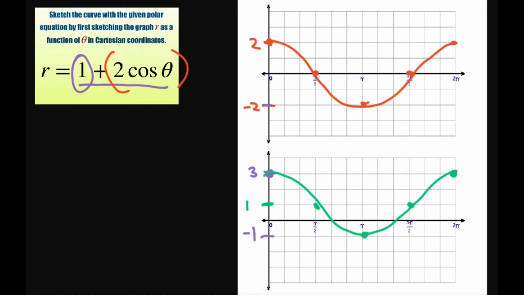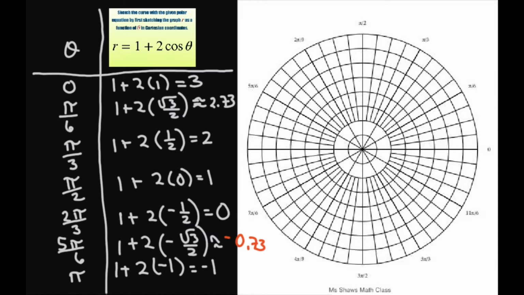Now let's do the polar graph. The polar graph is a limaçon with an inner loop. This number is larger than this number. That means the numbers are different, and that tells you it's a limaçon. But when this number is larger, it means it has an inner loop. It's also in cosine, so I know it's going to reflect over the polar axis here.